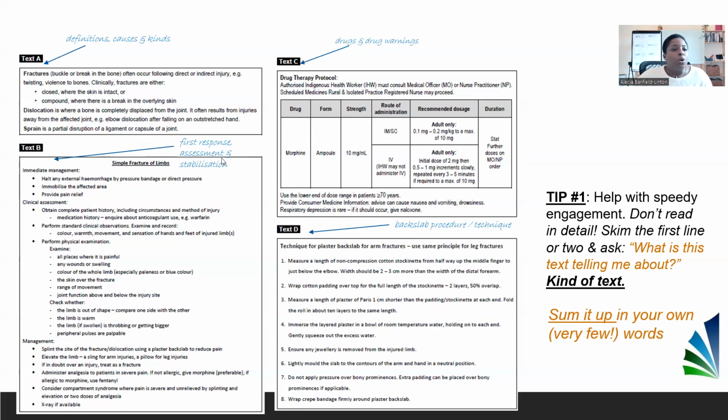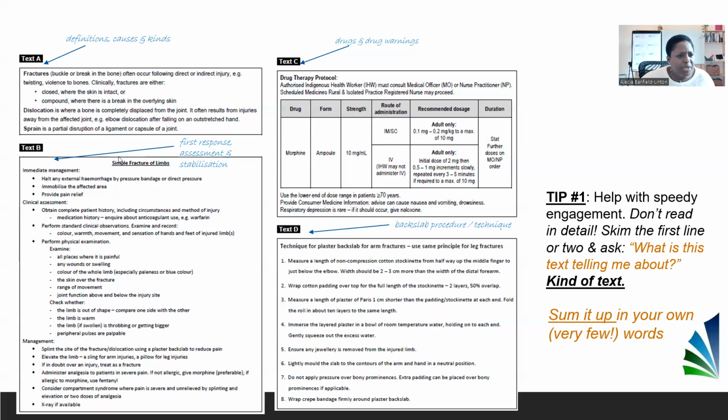So what you can do, and yes, you can scribble some notes on the text booklet. It doesn't matter. OET is not going to look at it and mark it. They're only interested in your answers. But what you can do then is, having quickly scanned, go text A, what text A is about. For me, I put definition, causes, and kinds.